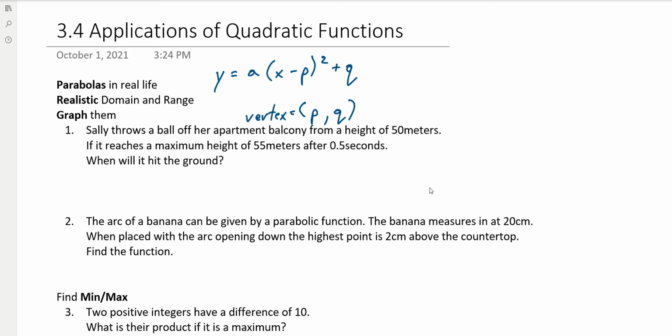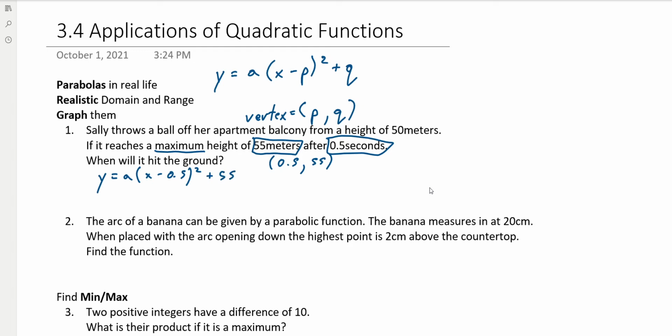Okay, so our first step is to find our vertex. So in this case, it tells us quite straightforwardly here that our maximum height, so our vertex, is this and this. Okay, if you're not sure, seconds are almost always the x. So we're going to have a vertex of 0.5, comma, 55. So what we're going to do is write that in. So a equals x minus 0.5 squared plus q is 55.